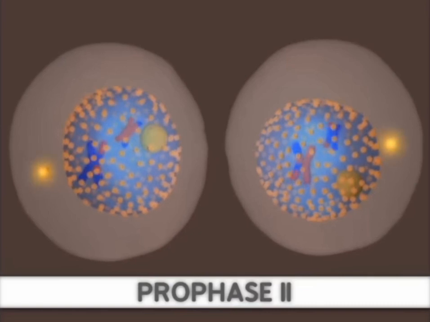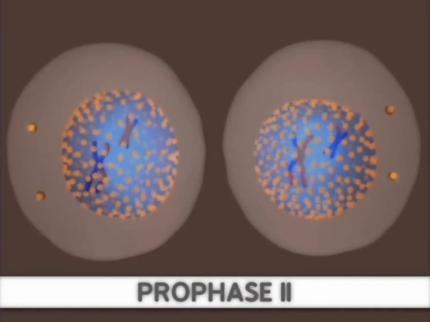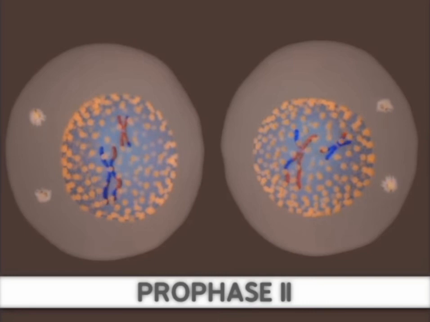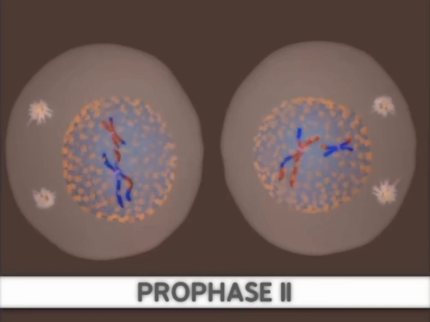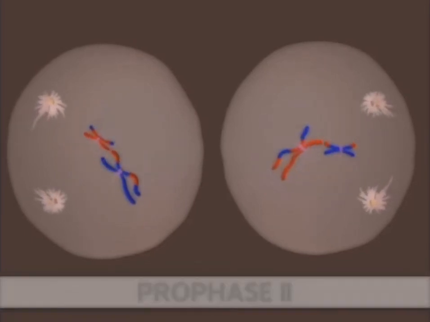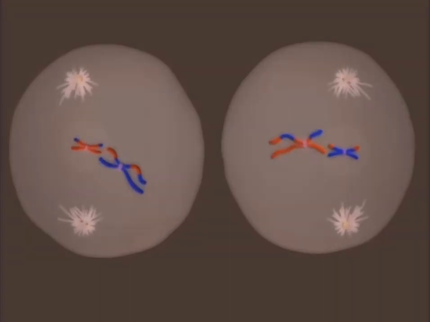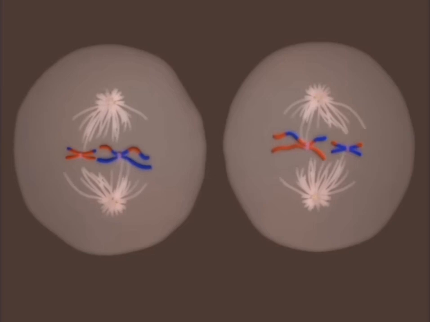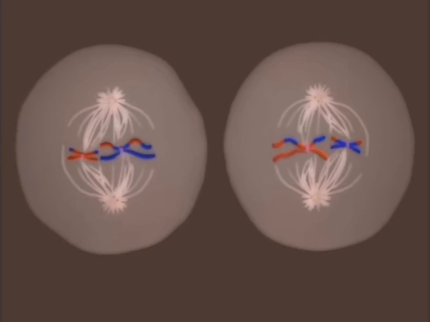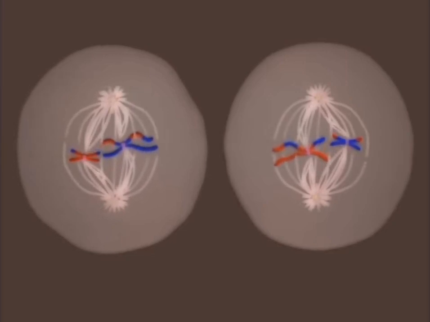Again, chromosomes condense, the nuclear envelope breaks down, and the spindle apparatus forms. The major difference between prophase 2 and prophase 1 is the fact that the daughter cells have only one copy of each homologous chromosome. So in prophase 2, there is no synapsis of homologous chromosomes or crossing over.